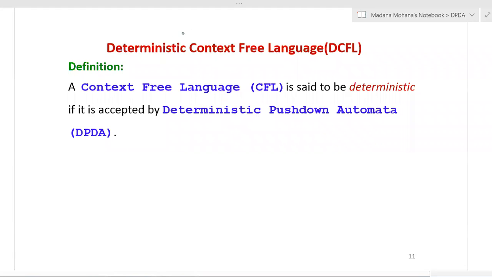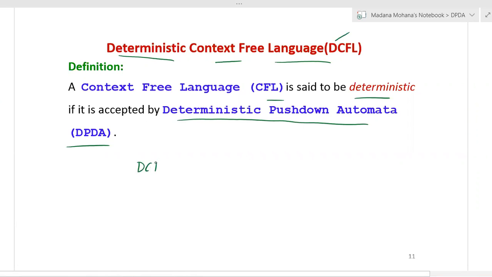Now, whenever we are talking about a deterministic pushdown automaton, its corresponding language is called a deterministic context-free language, DCFL. So how can I define DCFL? A context-free language is said to be deterministic if it is accepted by a DPDA.